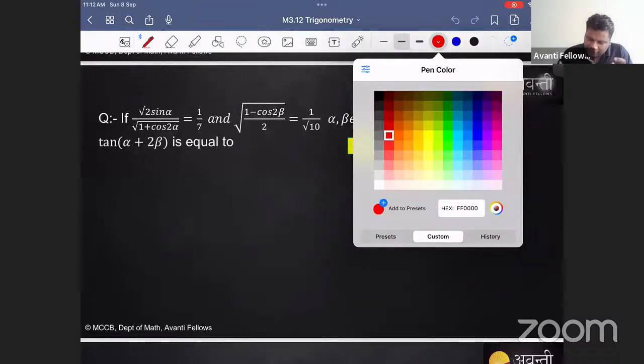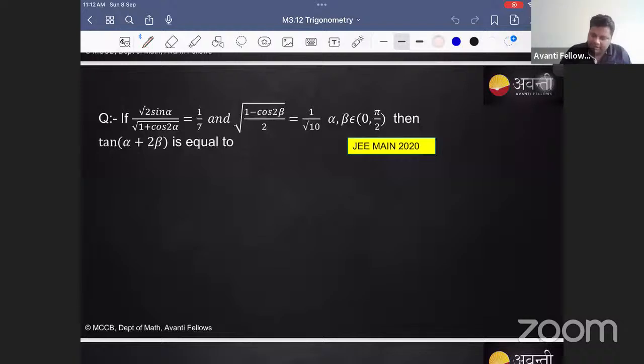Okay, so all of you must be aware that there is a formula for 1 plus cos 2 alpha, and that is 2 cos square alpha. Am I clear? And another formula is 1 minus cos 2 theta is 2 sine square theta. Are you guys aware of this formula? Tell me, see, if you don't respond, it will be very difficult to carry on.